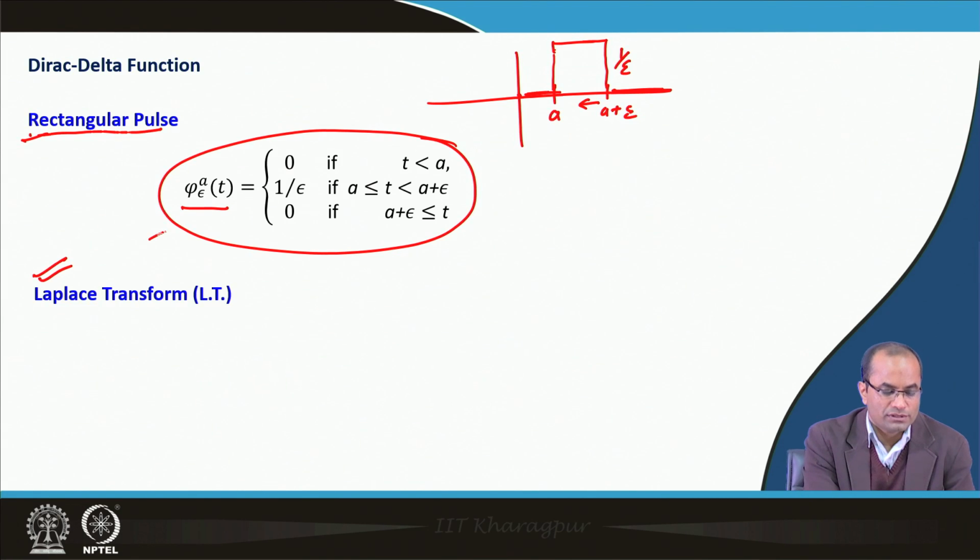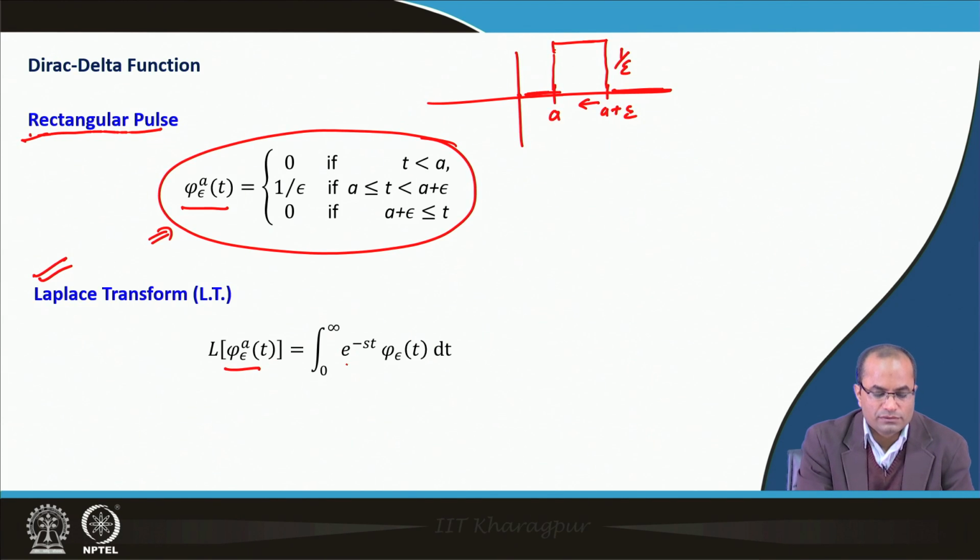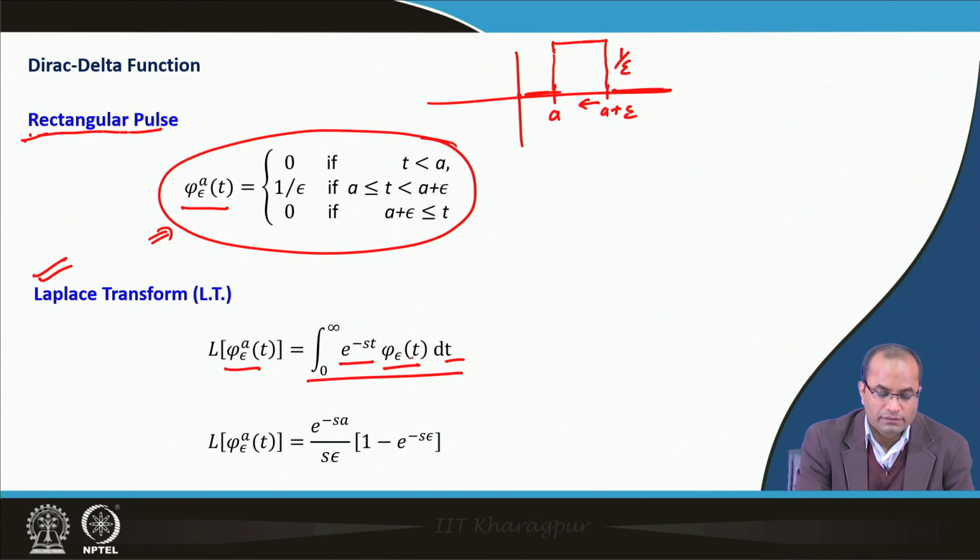So, first we will take the Laplace transform for a given epsilon, without considering the limiting situation first. Getting this Laplace transform with the definition, we have e power minus s t times phi epsilon t integrated over the variable t. How to get this integral? It is simple, because it is defined from a to a plus epsilon. So, here we have 1 over epsilon, and then e power minus s t, and then d t, because in the rest of the domain phi epsilon a is 0.